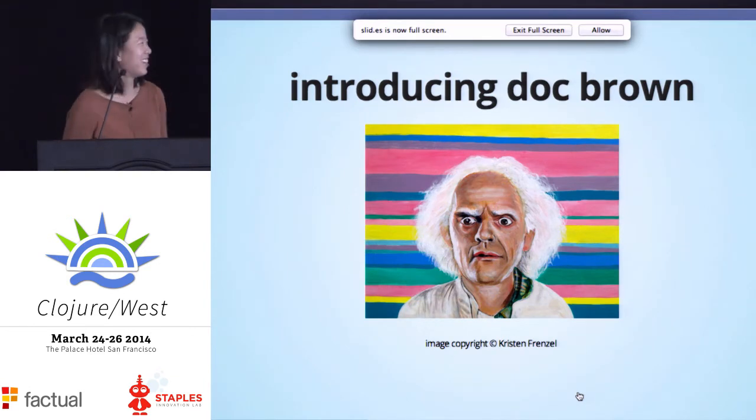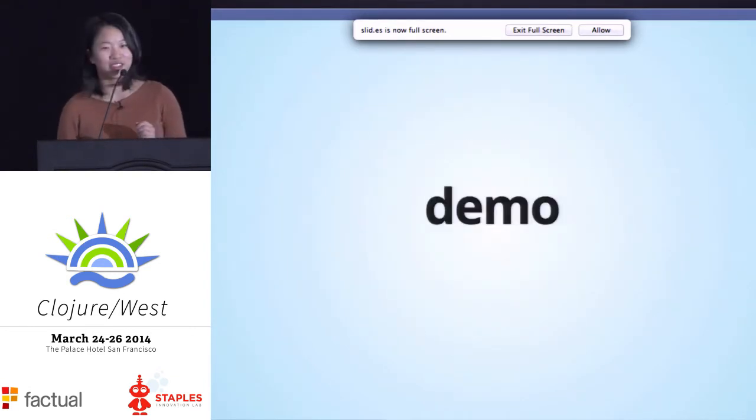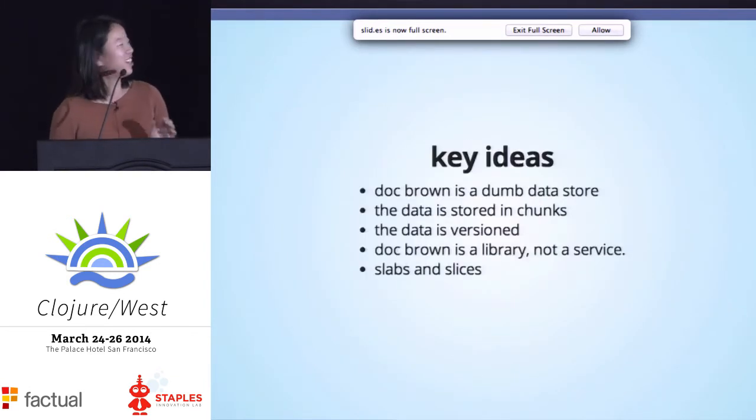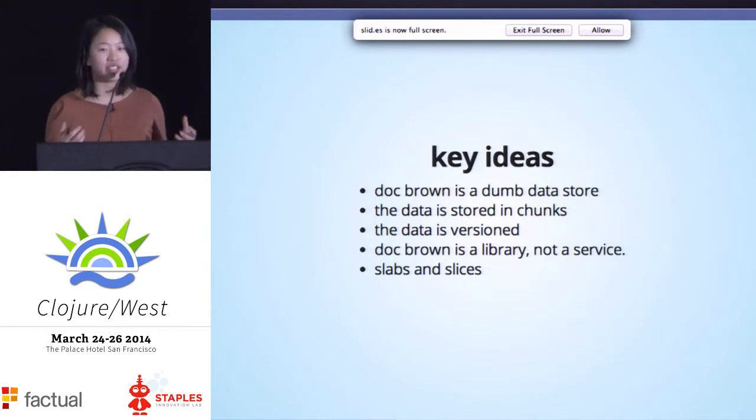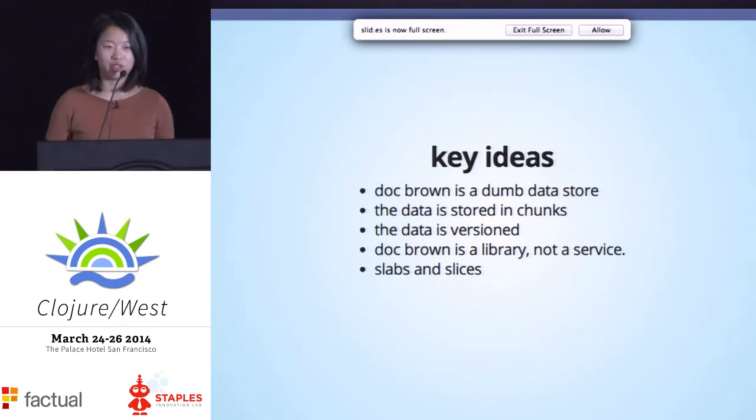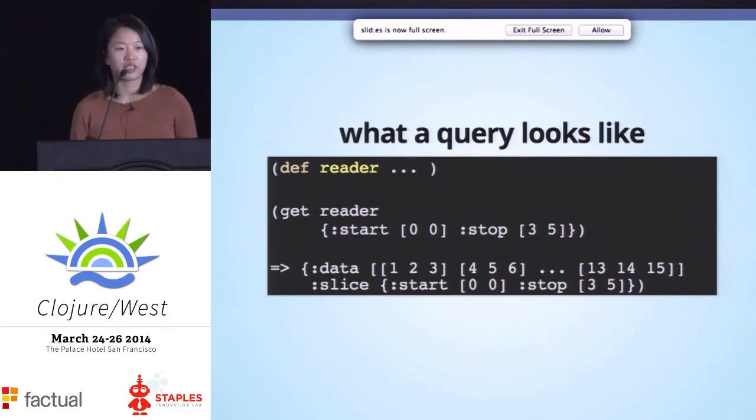Great. So done with the demo. Some key ideas that I wanted to get across. Doc Brown is a dumb data store, so it stores an array as an array. It doesn't do anything fancy with the data. It just stores it as it comes in. The data is stored in chunks, which I'm going to get to. The data is versioned. Doc Brown is a library, not a service. And we have this concept of slabs and slices.